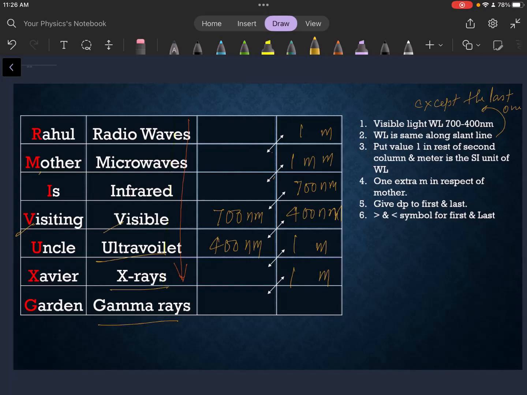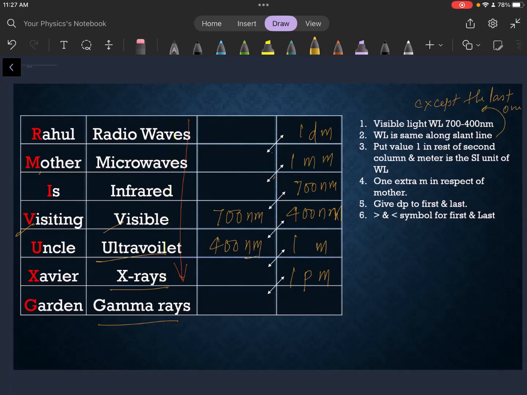The fifth step is give dp to first and last. Now this is not the DP which we usually put in our social media account. This is the English small letters D and P. Now D is coming before P, so put D first and P in the last.